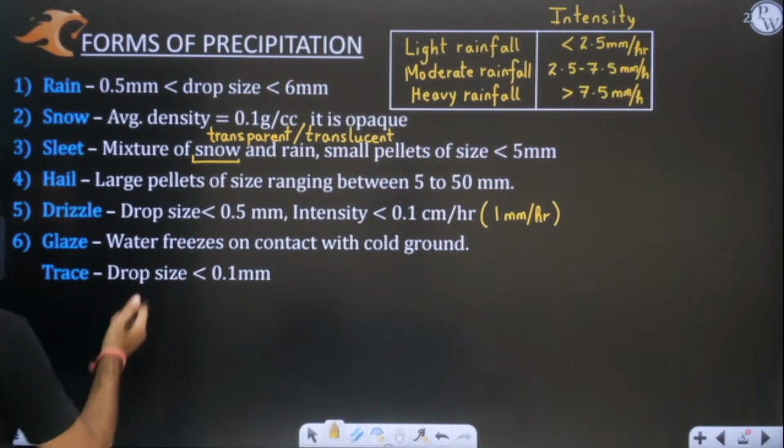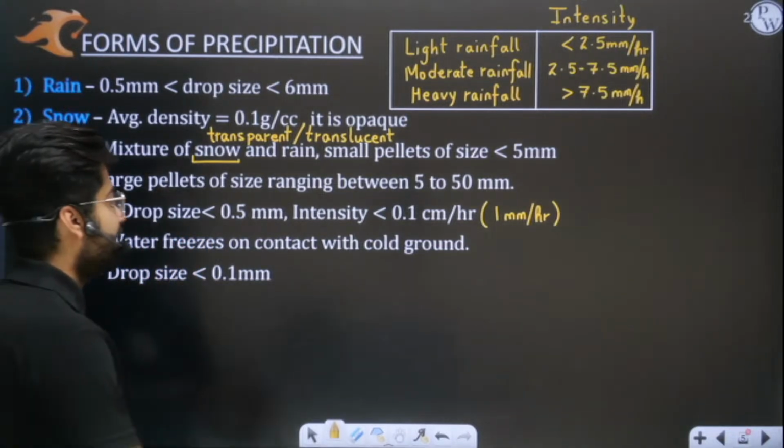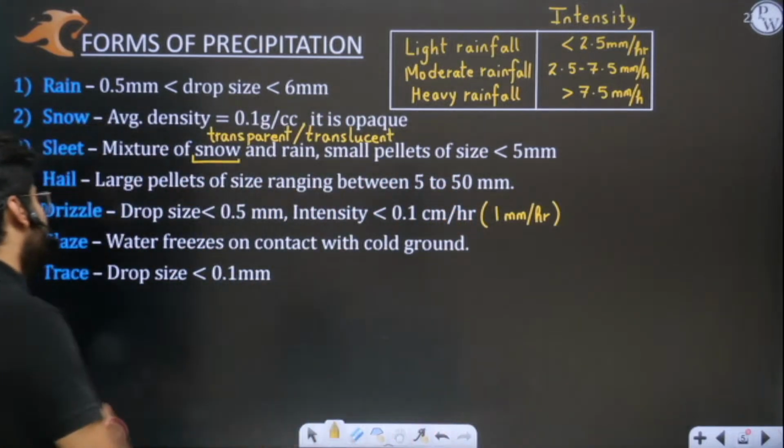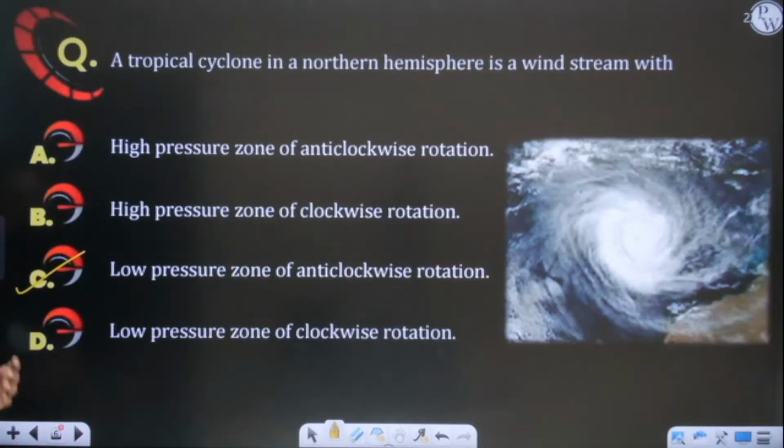Drizzle has very small, minute drops whose size is even less than 0.5 mm. You have to remember the intensity, because in exams they can ask what the intensity of drizzle is. Then we have glaze. I told you about glaze also.